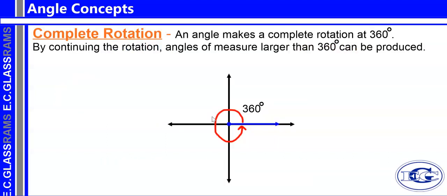As for the rotations themselves, a complete rotation is 360 degrees. Now, it doesn't have to stop at 360. That is not the maximum. An angle can do multiple rotations to produce a measure that is larger than 360 degrees. And we will cover more of that in a future topic.